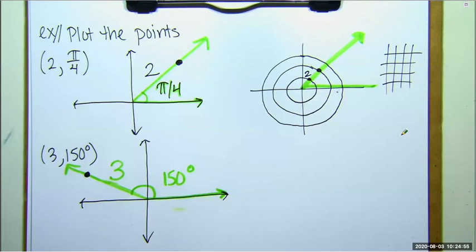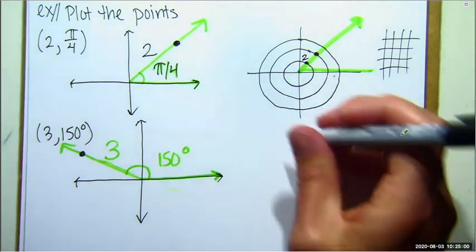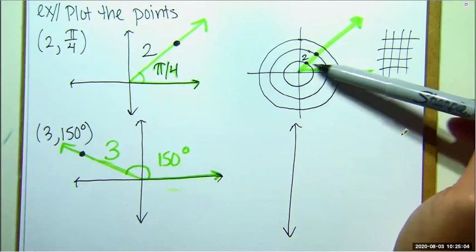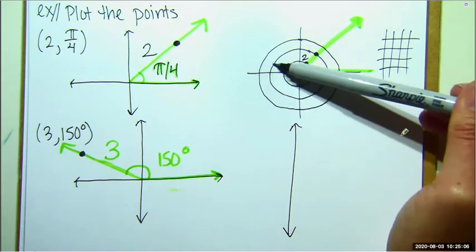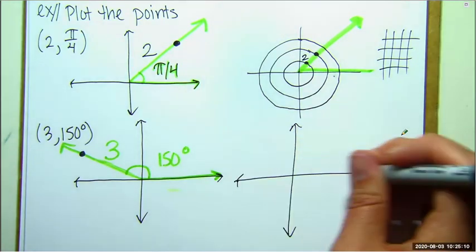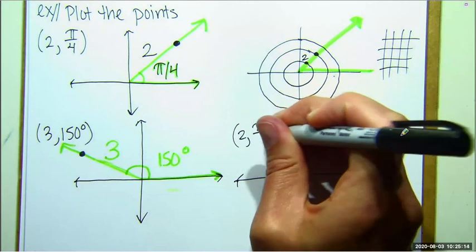Any questions on that? Okay, let's do a couple more. If you were doing this with these concentric circles and you wanted to count out 3, you would count 1, 2, 3. Okay, next one, let's do (2, pi over 2).